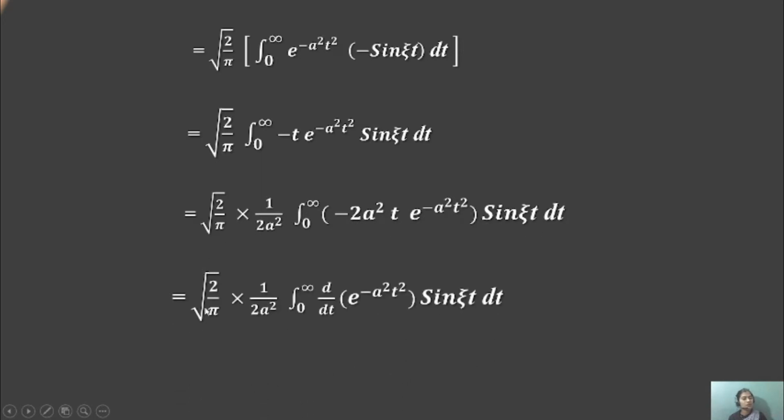Then square root of 2 by pi into 1 by 2a square integral 0 to infinity d by dt of e to the power minus a square t square, because this is the equation generated in differentiated form. Considering the term minus 2a square t e to the power minus a square t square, if we differentiate d by dt of e to the power minus a square t square, we get this solution, so we put in this value.